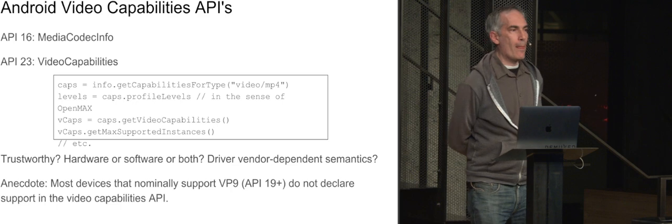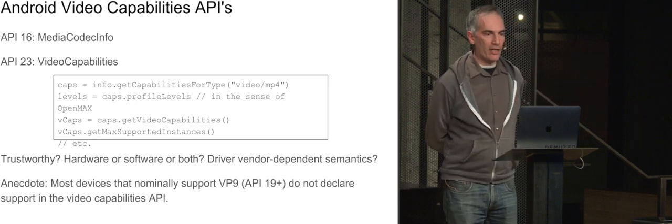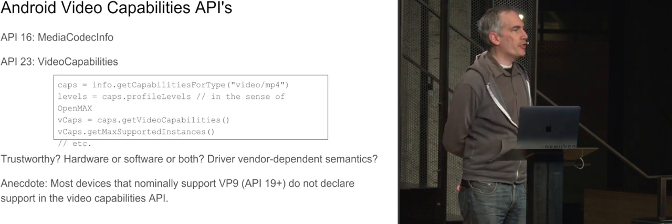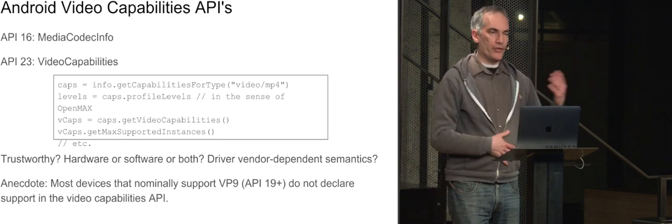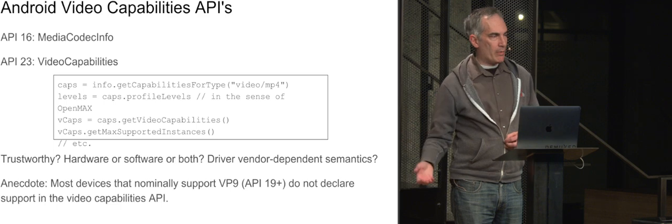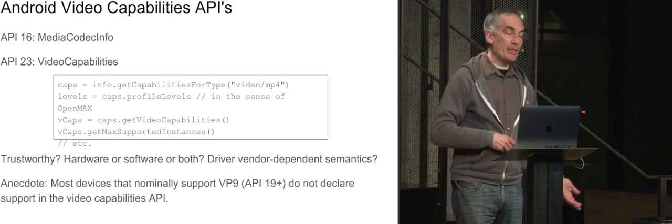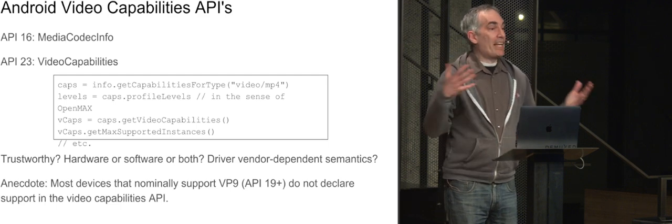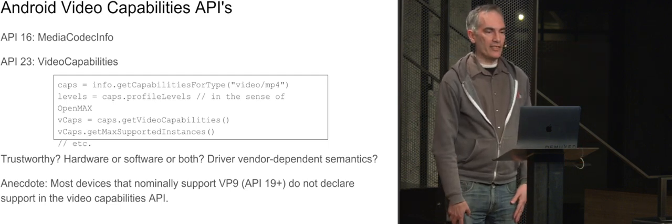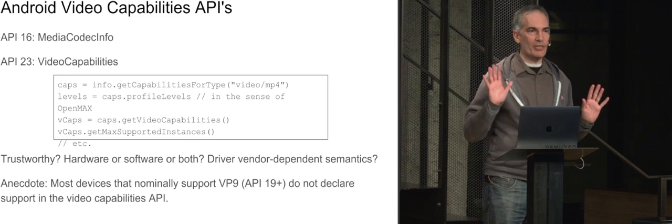So here's something useful. Both Android and iOS offer what I call video capability APIs. So you can actually ask the operating system, can you decode MP4? Can you decode WebM? What is the maximum resolution that you support? What is the maximum bit rate that you support? What is the maximum frame rate? And so on. How many concurrent players can I make?